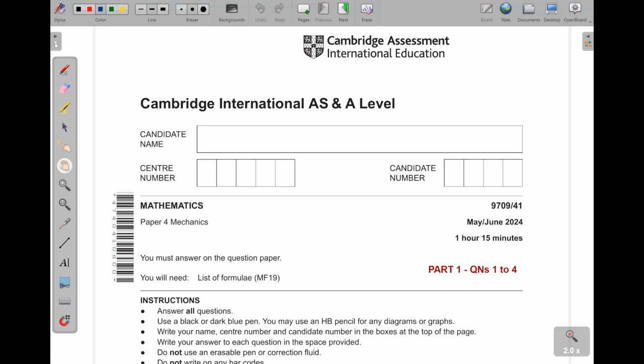It's me, Teacher Simon, again taking you through Cambridge International AS and A-Level Mechanics, paper 4-1 for May/June 2024, and this is part 1 for questions 1 to 4.